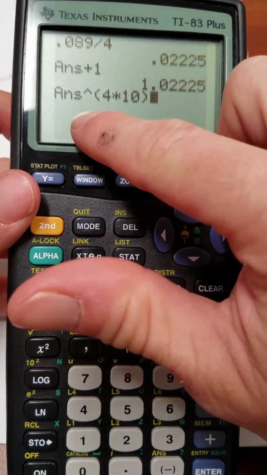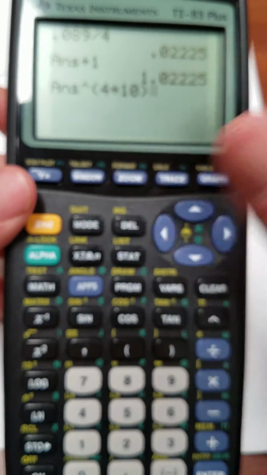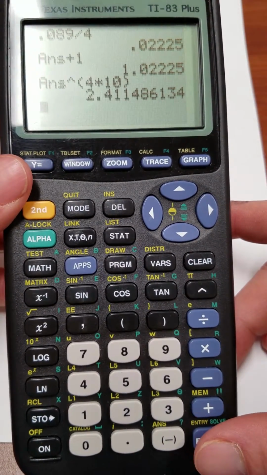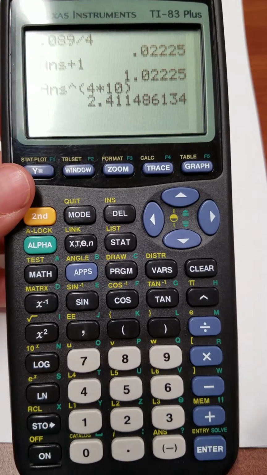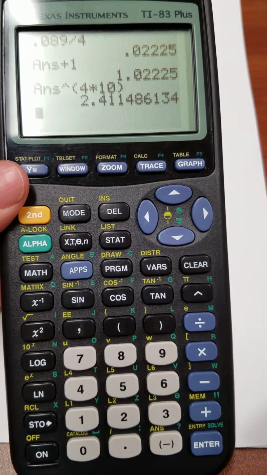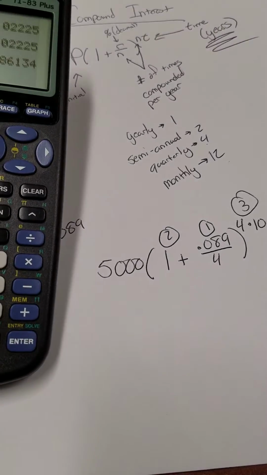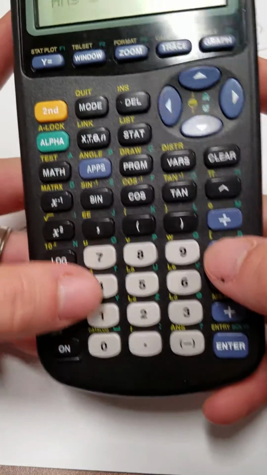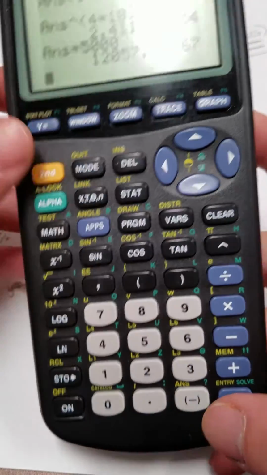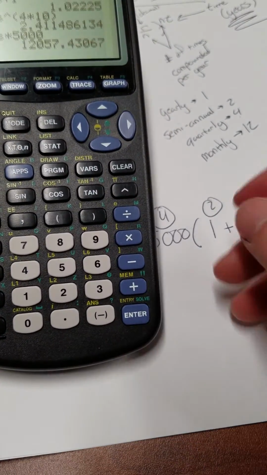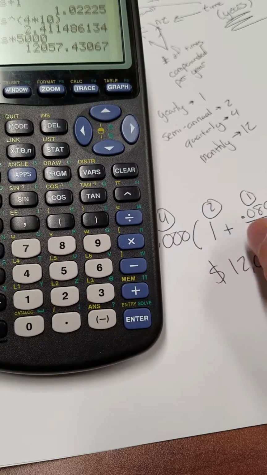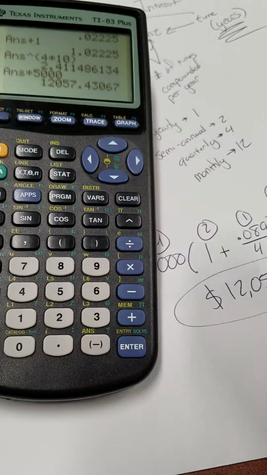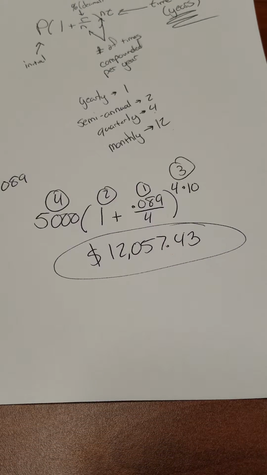Otherwise this calculator is going to look at this as raised to the 4th and then times 10, which is not what we want to do. Enter. So we get that number, 2.41. That's the number of times or how many multiples we're going to get of our money. So the last thing I do is multiply by the number on the outside, times 5,000, and I end up with $12,057.43. This is money. Please make sure you round to 2 decimal places, and that would be our solution.